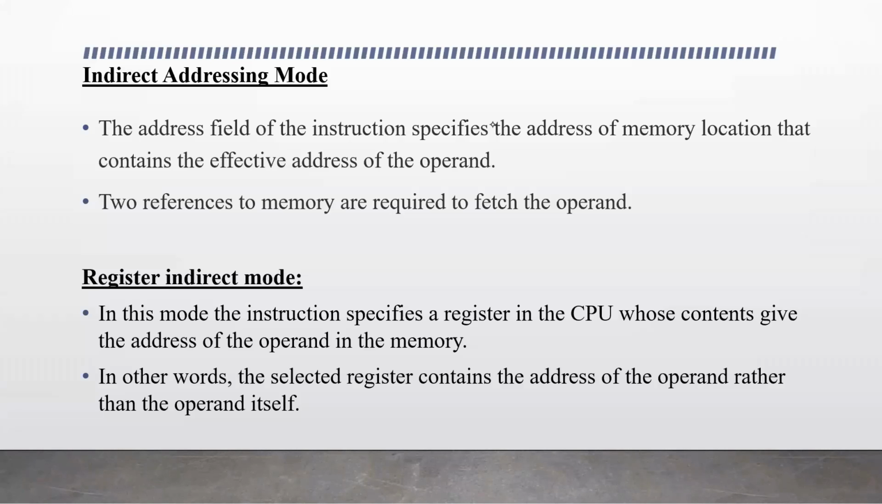Finally, the operand is stored in memory only. Finally, the operand will be in memory. But depending on the location where the effective address is stored, we call it memory indirect addressing mode or register indirect addressing mode. When the effective address is stored in memory, it is memory indirect addressing mode. When the effective address is stored in a register, it is register indirect addressing mode.